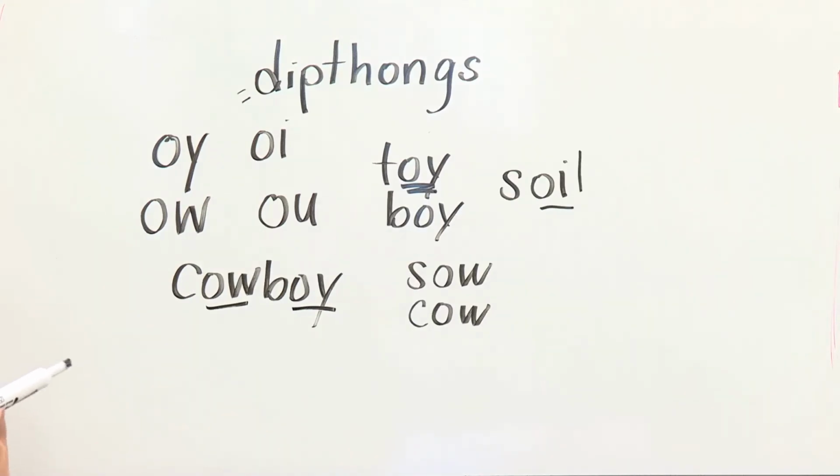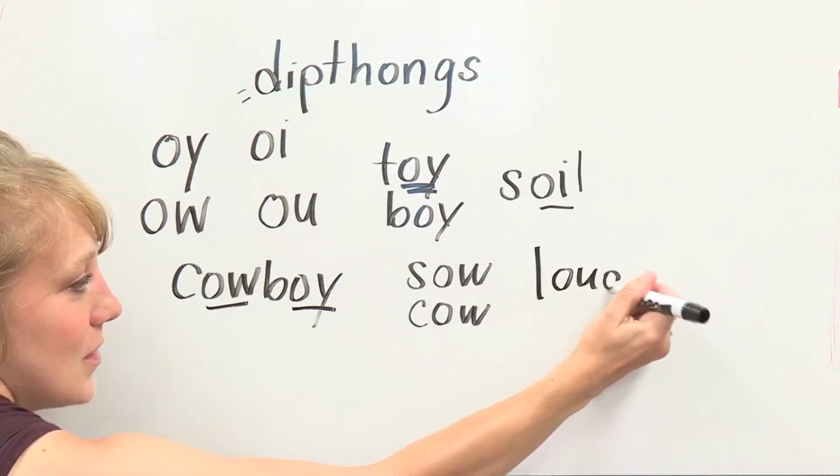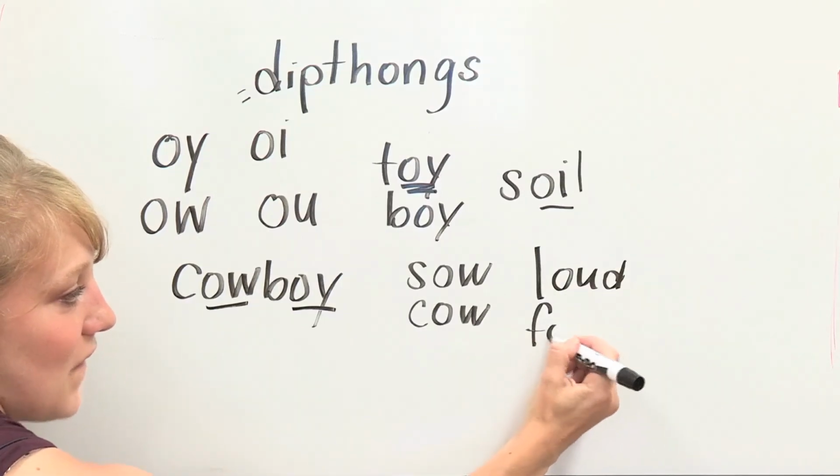And then we have OU. I don't have an example. Can you think of one? I'm drawing a blank. Words with OU that make the ow sound: cow, foul, loud, found.